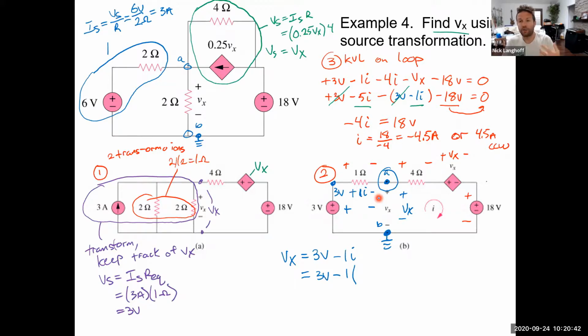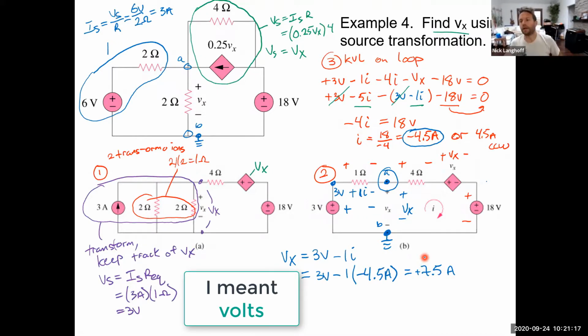Well, when we solved it, it turned out it was actually going the other direction. So if we're going to stick with that polarity, the way that we've labeled it, we have to put in the value for I as negative 4.5 amps. So this is minus 1 times a negative 4.5 amps. And then that'll get you your answer, which is 3 volts plus 4.5 is a plus 7.5 volts.